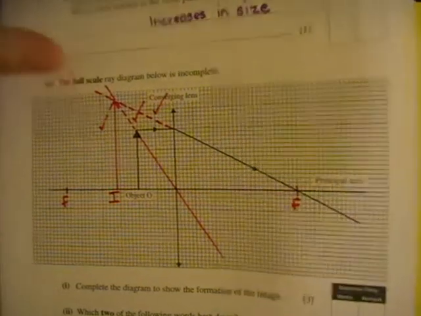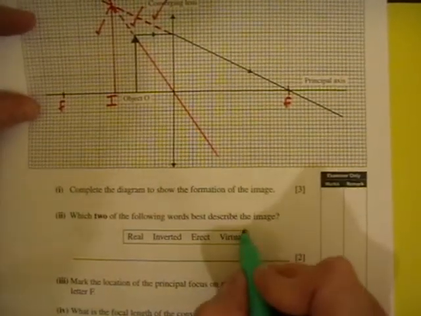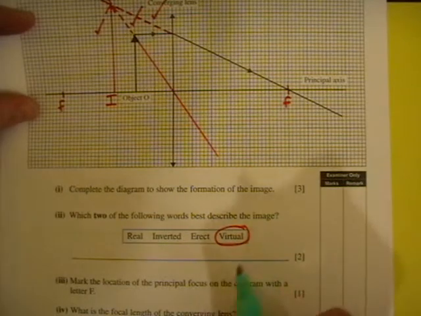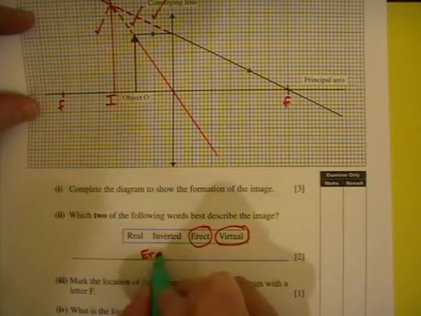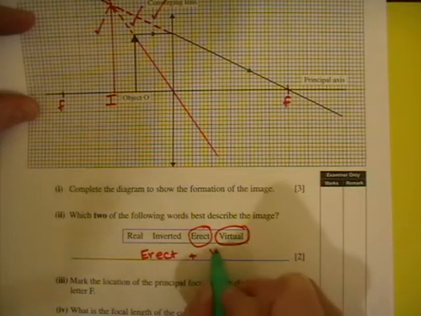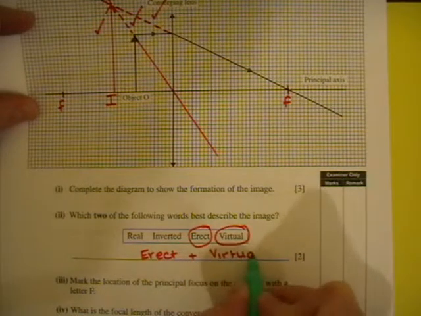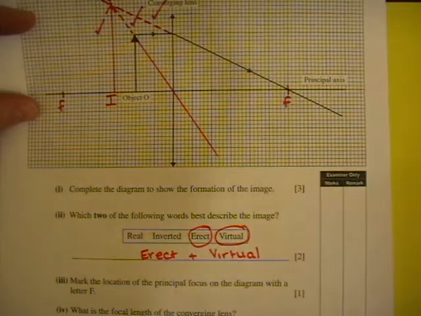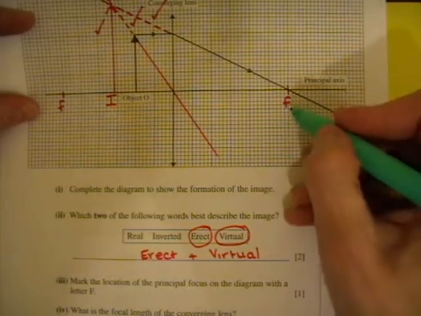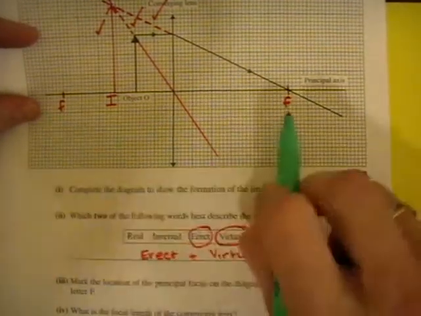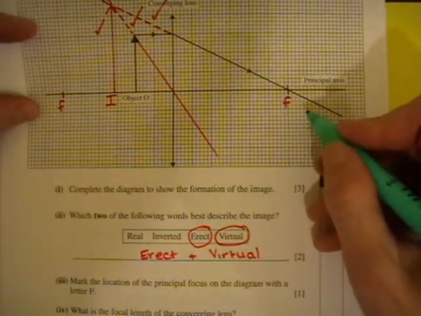Which two of the following words best describe the image? And again, when you look at it, you can see that we've decided it is virtual and that it is upright or erect. And so we're going to write erect and virtual. Mark the position of the principal focus on the diagram with the letter F. Now I've already got them marked, F and F there, or the focal point as we often call it.